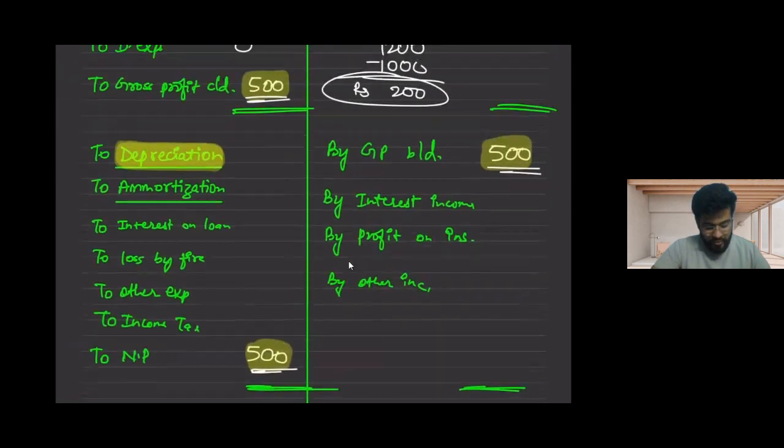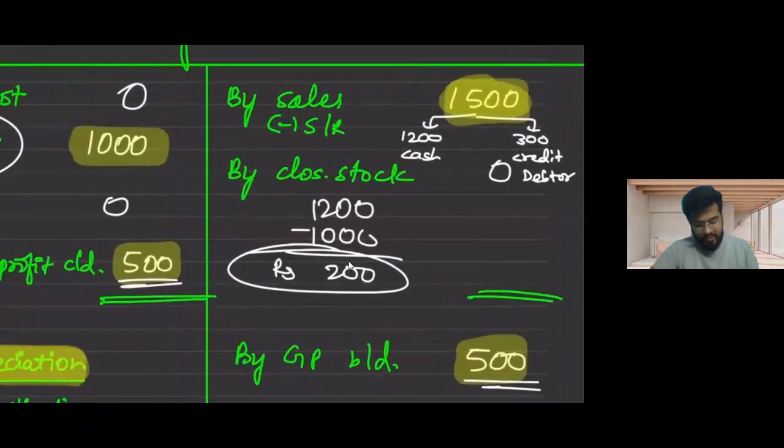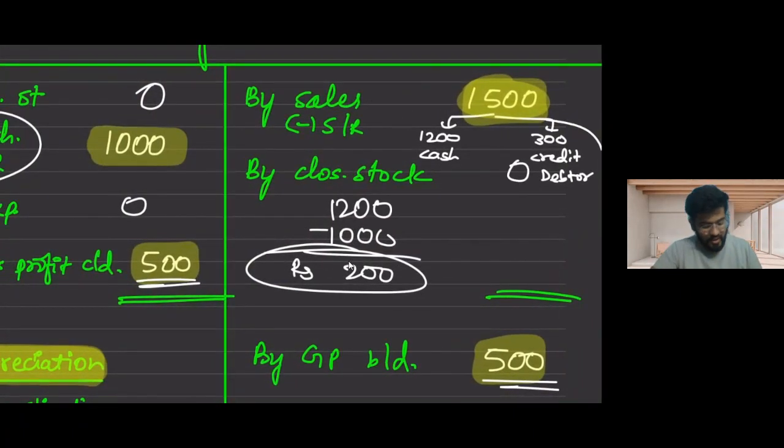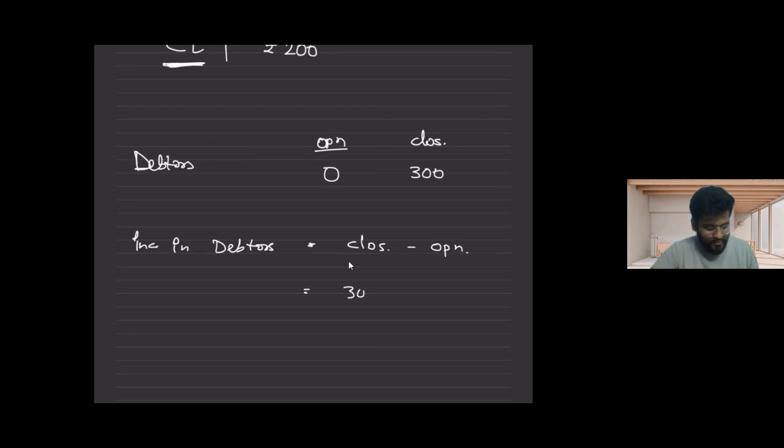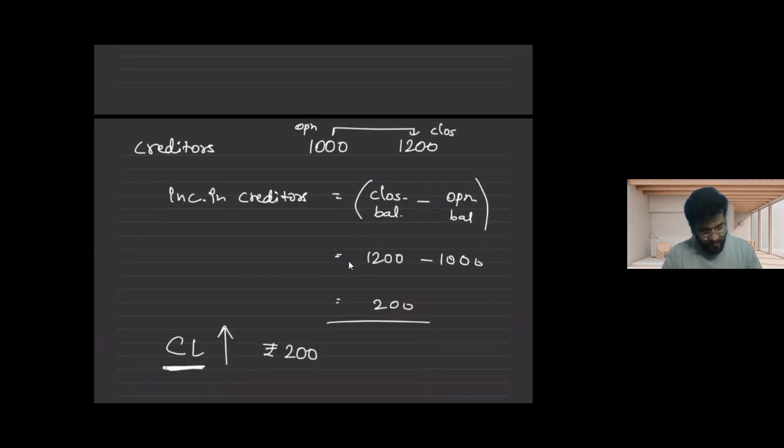So now, what I am going to do here is this: you can see that the 300 is your debtors. Earlier, let's say in the opening you had a debtor balance of 0, and in the closing you have a debtor balance of 300. So how much is the increase in debtors? Again, the same formula: closing balance minus opening balance. Closing balance is 300, opening balance is 0. So the increase is 300. The 300 is in my debtors. That means cash is stuck in my debtors. I have not received that money. So that is why I will deduct it from my cash flow statement.